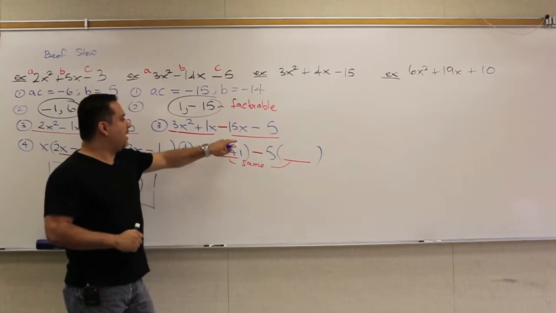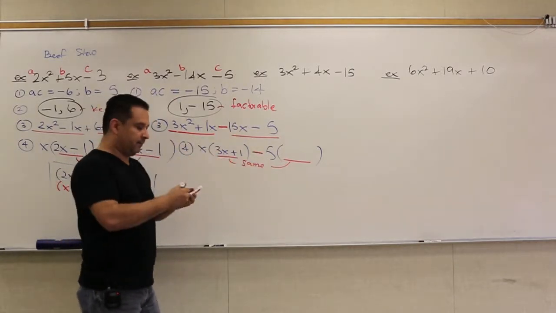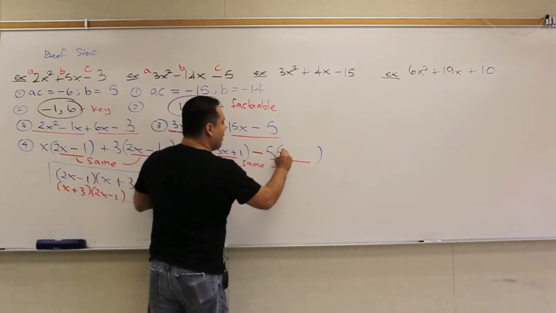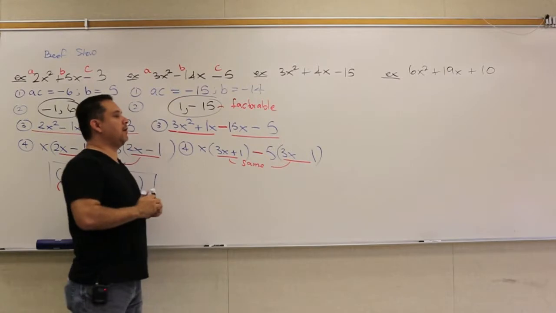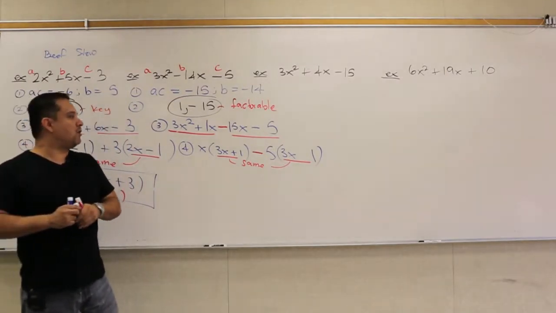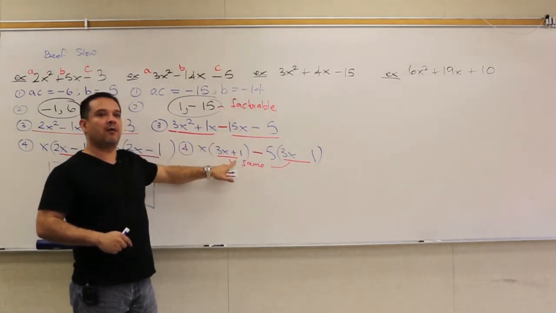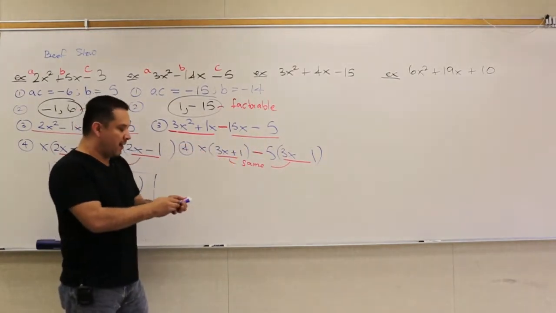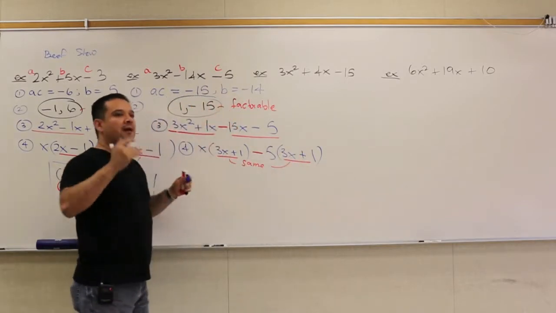Now, if you just ignore the signs and say, what's 15x divided by 5? That's going to be 3x, right? And then what's 5 divided by 5? That's going to be 1. The question is, what sign goes here? Don't look here. Look here. It has to be what? Positive sign.